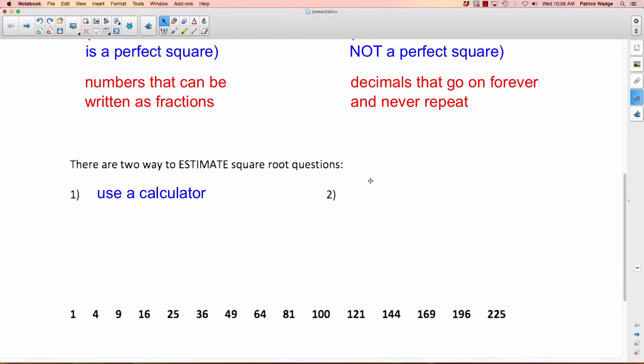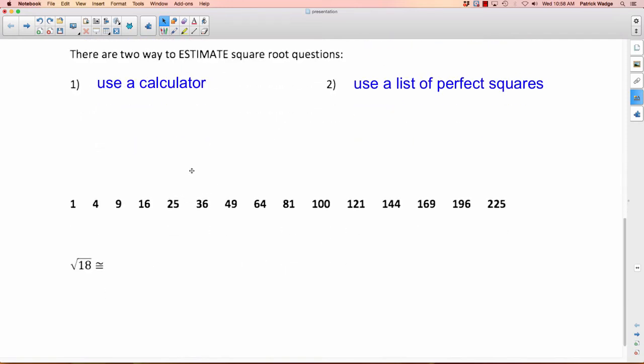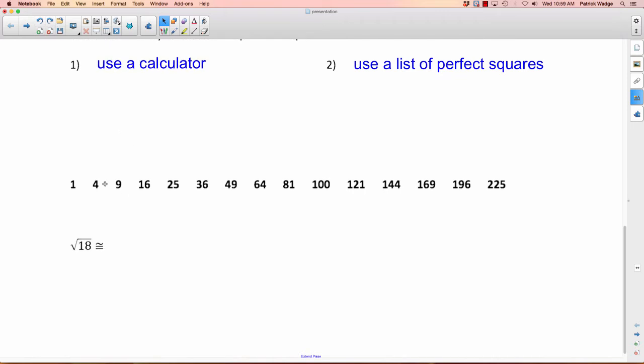Okay, so we could use a calculator to estimate square roots. The other thing you could do is use a list of perfect squares, and that's what we're going to do here. So here's a list of perfect squares. We've talked about these numbers before. 1 times 1 is 1, 2 times 2 is 4, 3 times 3 is 9, all the way up to 15 times 15 is 225. Of course, this list keeps going on and on. These are the ones I really think you should become familiar with.